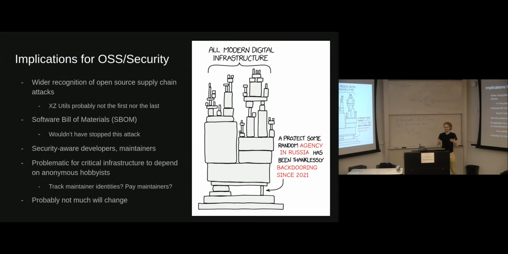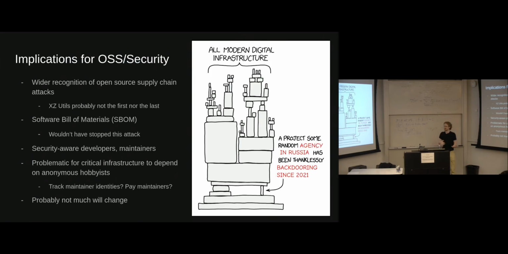And so that's kind of the big problem here, and I have that as a lower bullet point: it's kind of problematic for critical infrastructure to depend on often anonymous hobbyists. That's a pretty big problem. There are some suggestions, maybe we could track maintainer identities. If we knew who Jia Tan was, if Jia Tan had to be associated with an identity, that could have helped. But a lot of maintainers might be uncomfortable with that, and it's not clear that it would have fully stopped anything.